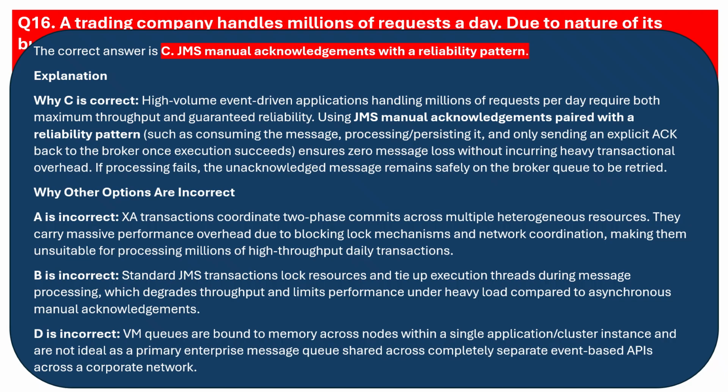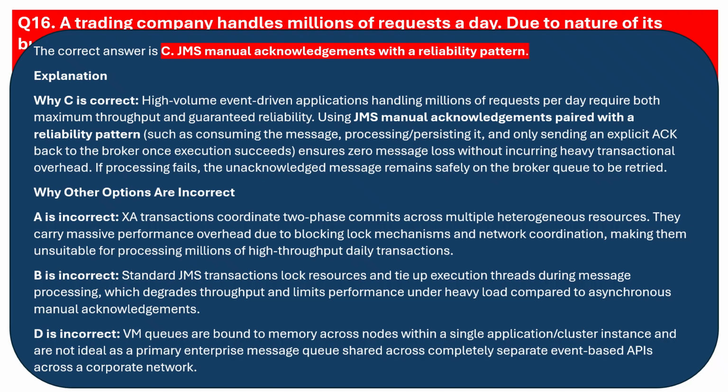Using JMS manual acknowledgments paired with a reliability pattern, such as consuming the message, processing/persisting it, and only sending an explicit ACK back to the broker once execution succeeds, ensures zero message loss without incurring heavy transactional overhead. If processing fails, the unacknowledged message remains safely on the broker queue to be retried.